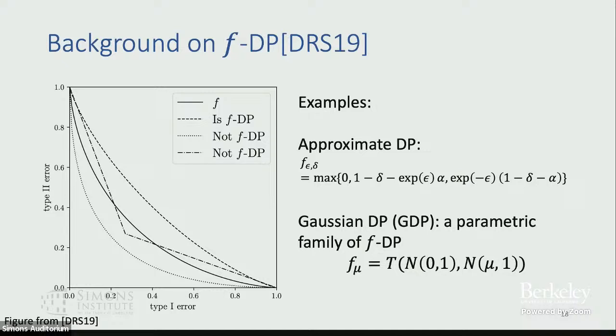And many of you may be more familiar with GDP, the Gaussian DP, because we usually use this to account for the privacy loss for DPSGD. So this is a parametric family of FDP, which we consider the trade-off function between two Gaussian families.